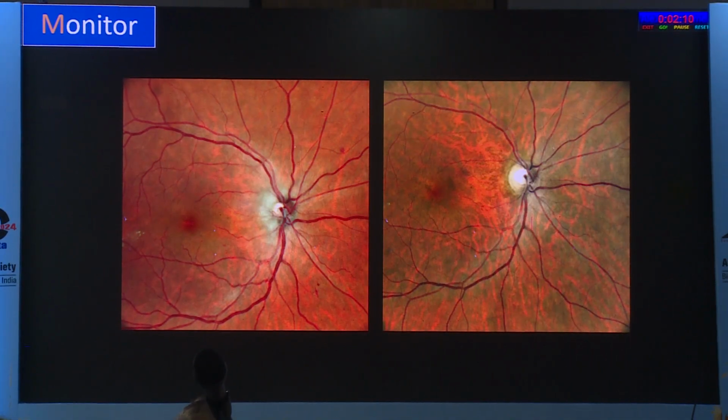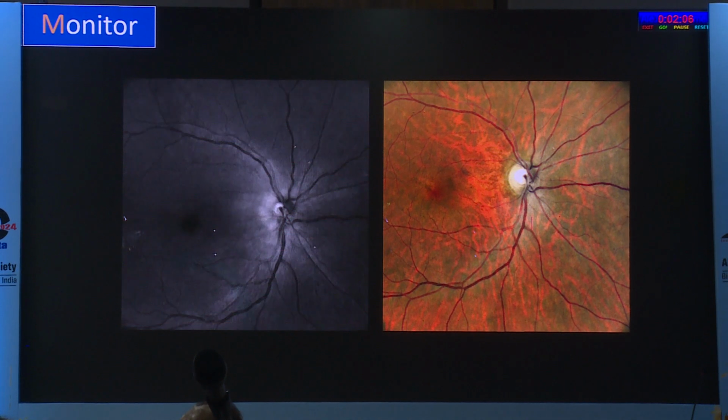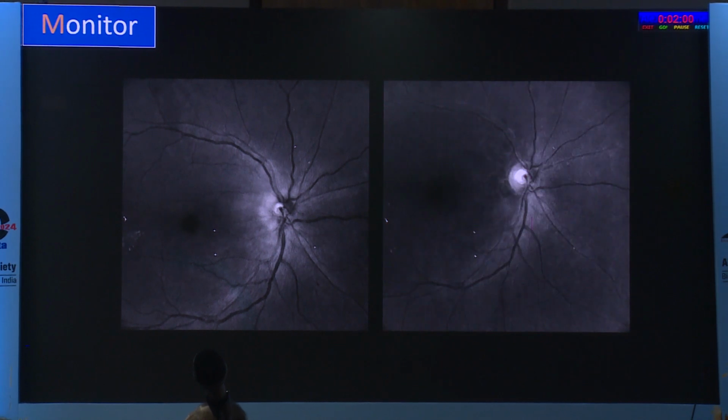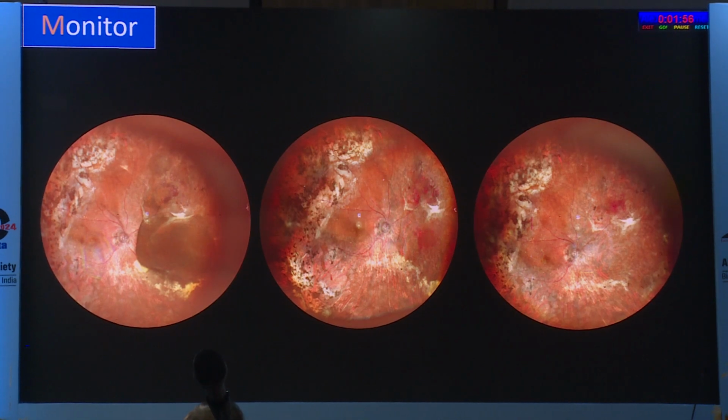It is also helpful in monitoring optic disc edema. Again, the blue reflectance image shows a peripapillary whitening which slowly goes off as the edema subsides. So in monitoring disc edema, multicolor images also carry a role.